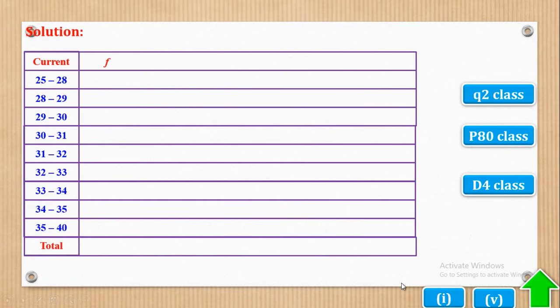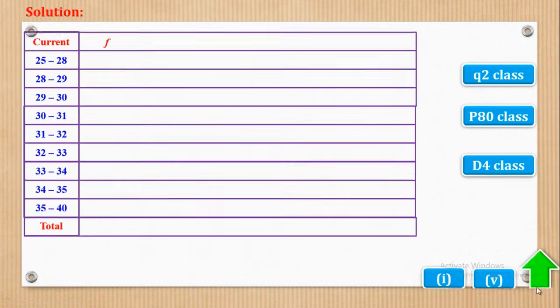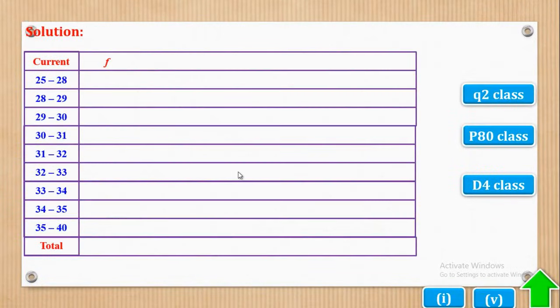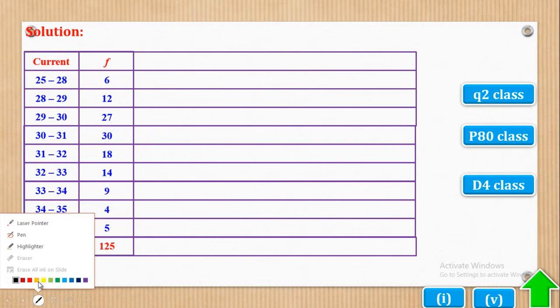Okay, the next is frequency. Now frequency are these number of fuses, so we're going to write these very values under the column of frequency. Then we have to get the total, which is 125. Okay, so now that you have those 2 columns, you can generate the rest of the columns.